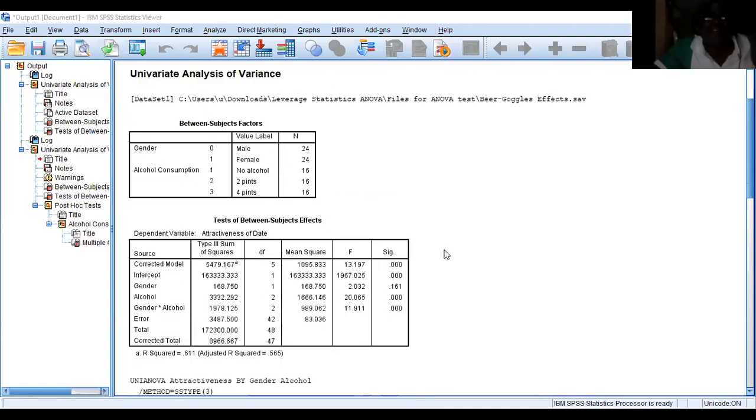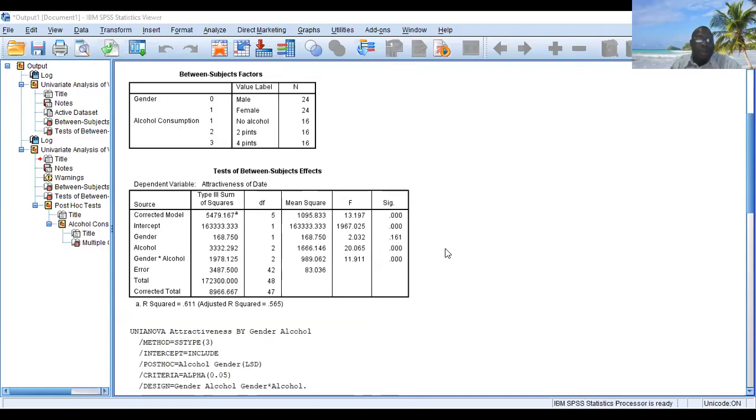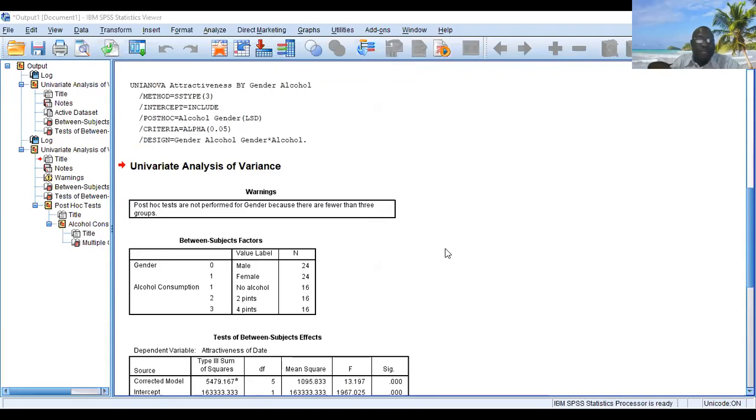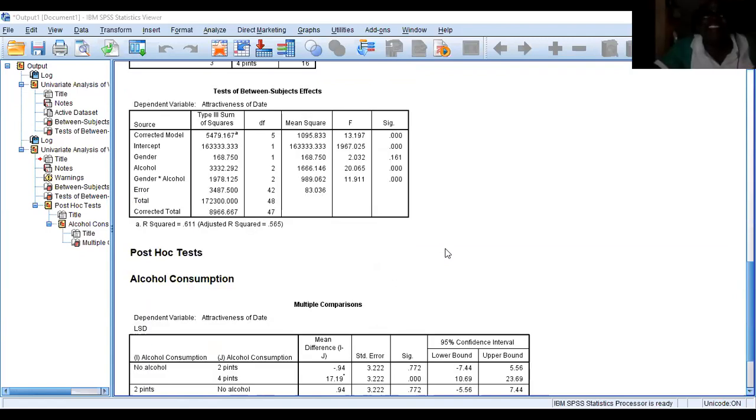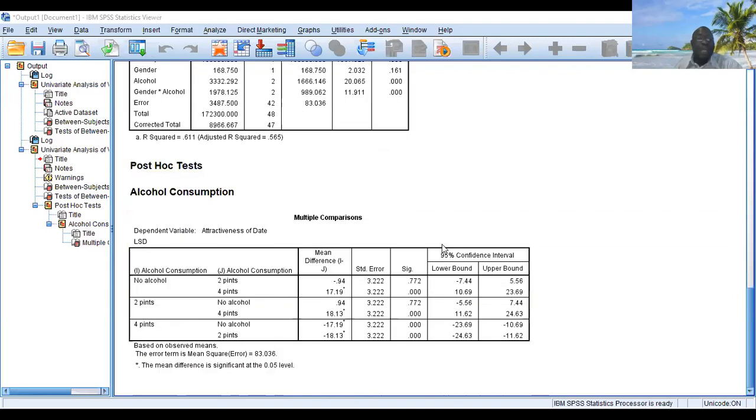Just go down, because it will repeat all the same things. Should I stop here or keep going? Go down to the end. Is it the contrast? Let's look at the contrast.